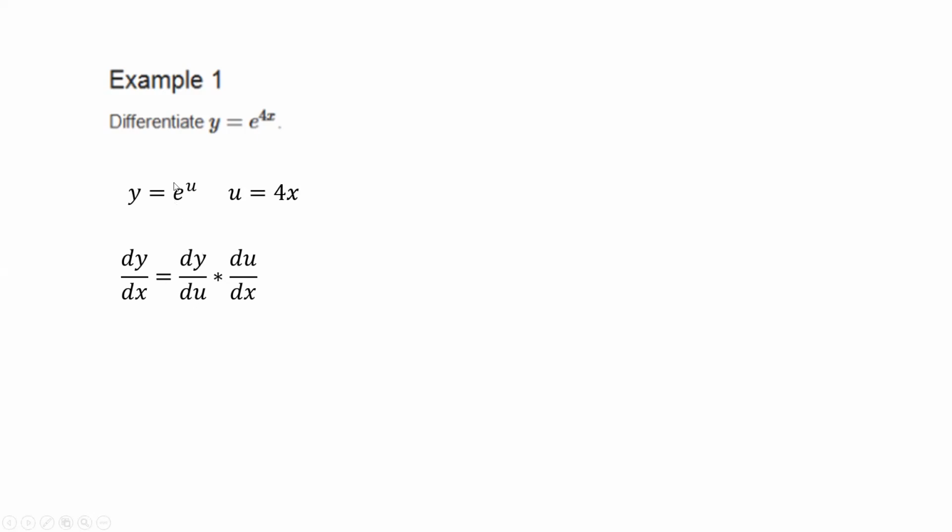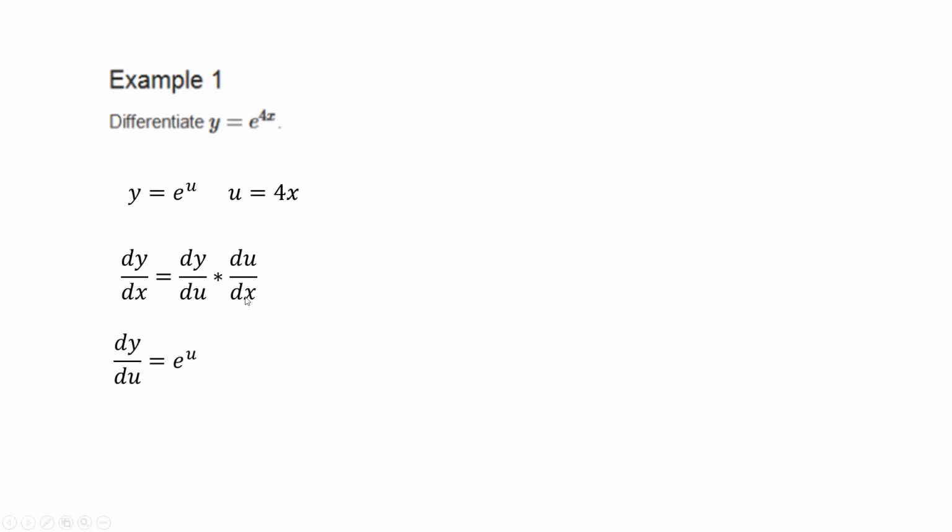So what's dy du? What's the derivative of this? Based on what I just told you, if the original function is y equals e to the power of u, what would dy du be? Come on, folks. Help me out here. If I were to derive this with respect to u, what would dy du be? It's e to the power of u. Shouldn't that just be e to the power of u then? Because we just said that if you derive e to the power of u, then the derivative of that is e to the power of u. So dy du would be e to the power of u.